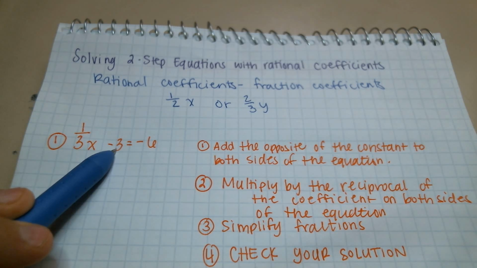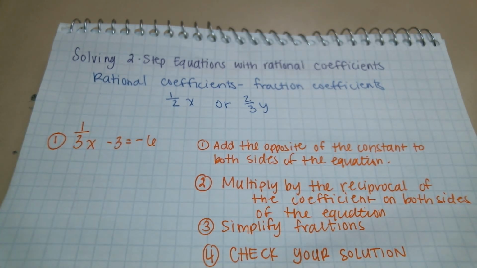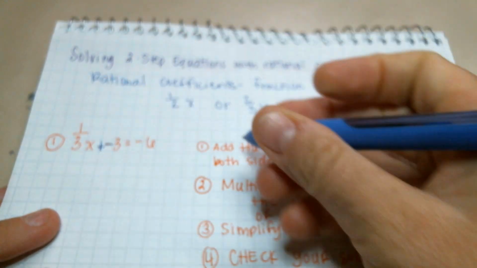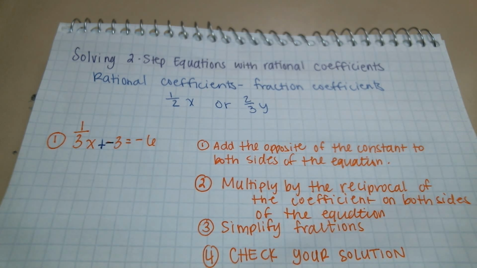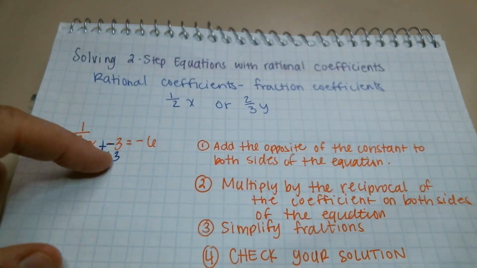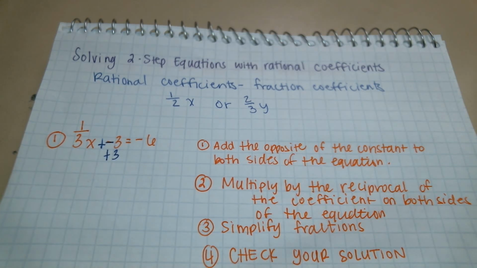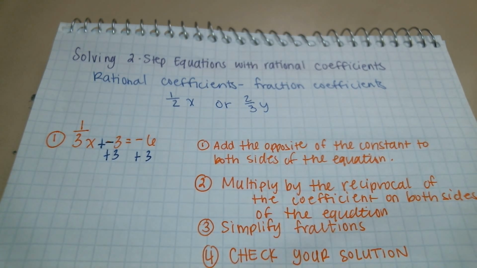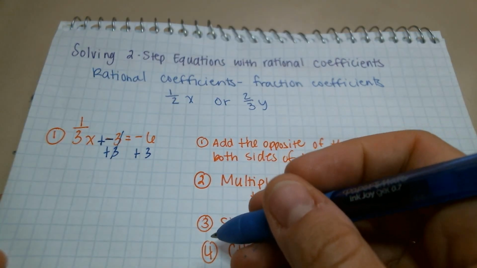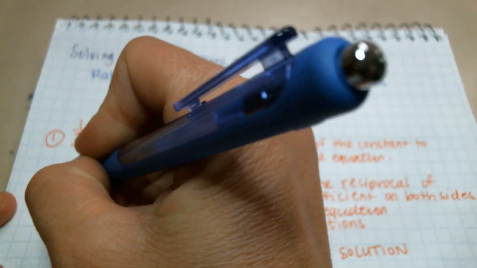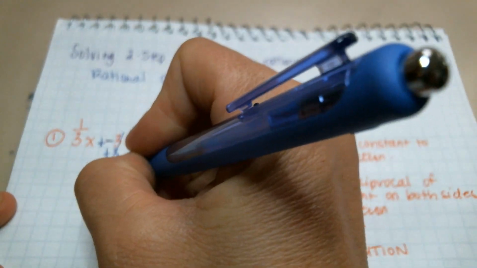Add the opposite of the constant to both sides of the equation. Now, I've been saying in previous videos, if you don't recognize that this is plus a -3, you can always rewrite your minuses as plus a negative. And the opposite of -3 would be +3. The reason I want to do that is because I want to add something to my constant to make it 0 so it cancels. And then add the same value to the right side of your equation. So -3 plus 3 is 0, so that cancels. -6 plus 3 is -3, so that leaves me with 1/3 x equals -3.